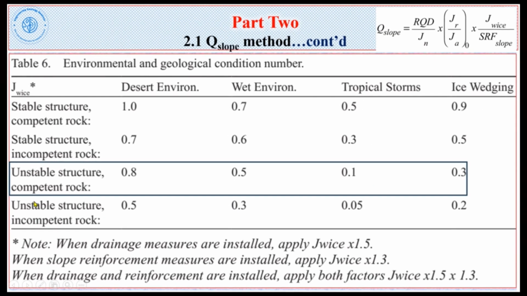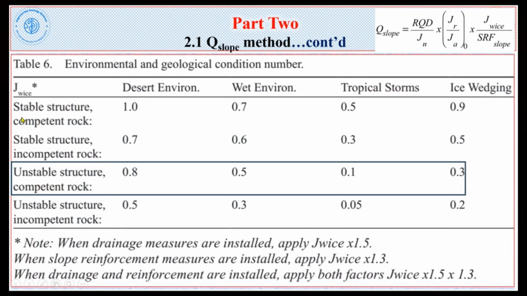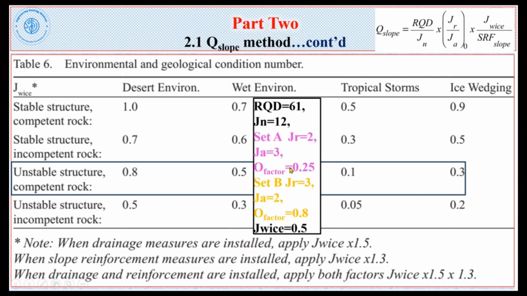The other geological condition is stable structure, competent rock. So it is about the competency of the rock and about the geological structures. In our example, it is unstable structure. The geological structures are unstable, but the rock is competent. So I just correlated my slope with this geological condition and the geological structural condition, but the environment could be either this or this or one of these. I just selected this environment, wet environment. So if it is wet environment, JWs will be 0.5.